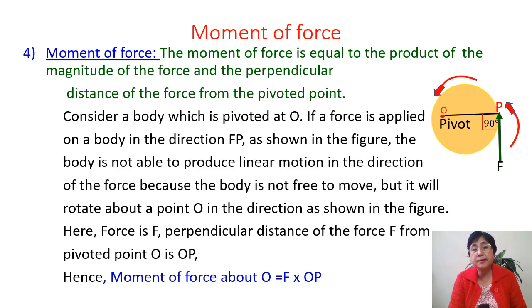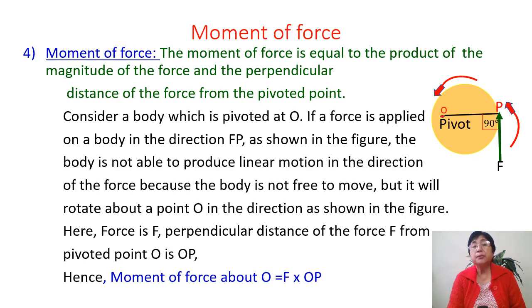It goes like this, all right, FP, as shown in the figure. Then the body is not able to produce linear motion in the direction of a force, all right? This body is not free to move in a straight line. So it's not able to produce the motion in a straight line. The motion in a straight line is known as the linear motion, but this body cannot move in a straight line because it is pivoted.